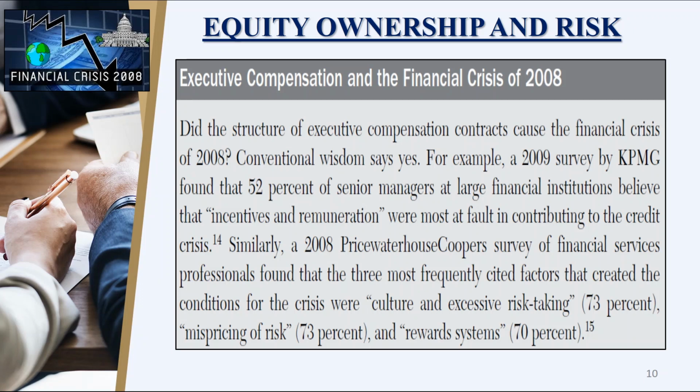Similarly, a 2008 PricewaterhouseCoopers survey of financial services professionals found that the three most frequently cited factors that created the conditions for the crisis were: number one, 73% was the culture and excessive risk taking. Again, 73% was mispricing of risk, and 70% was the reward system. So, according to the facts being presented by this survey, excessive compensation is linked with the financial crisis of 2008.